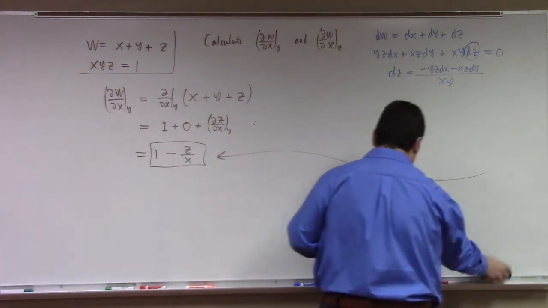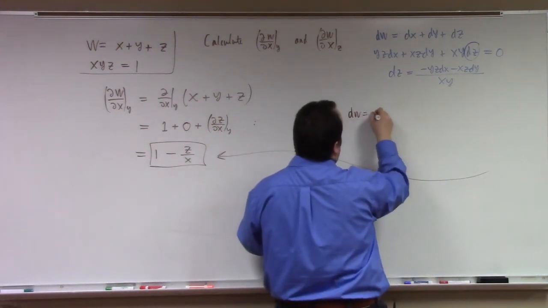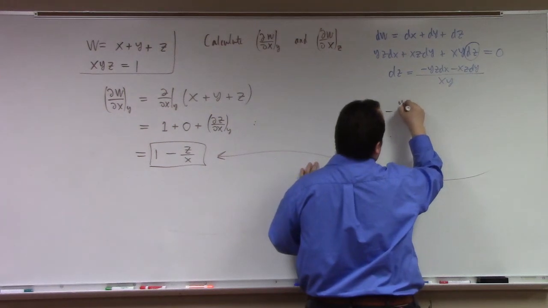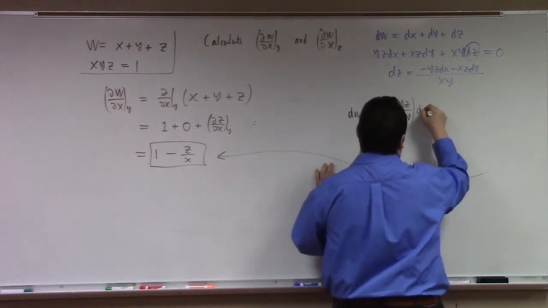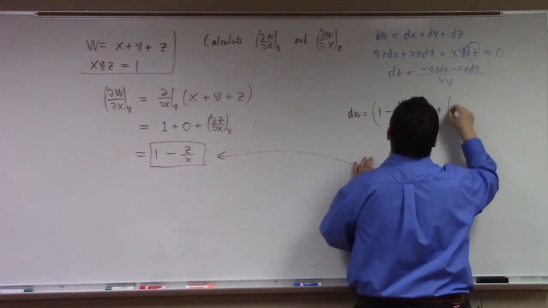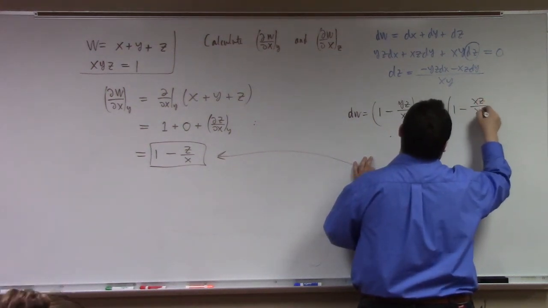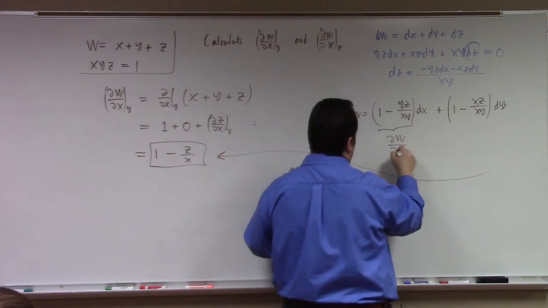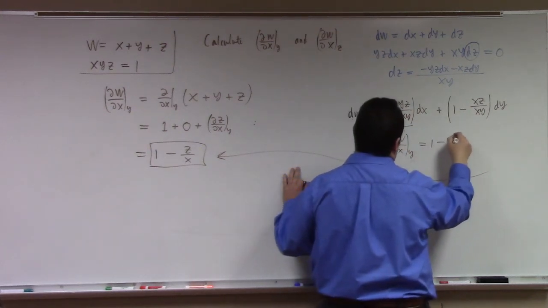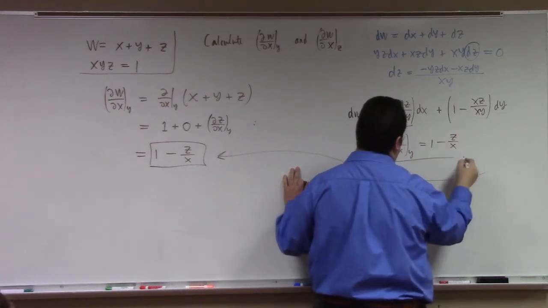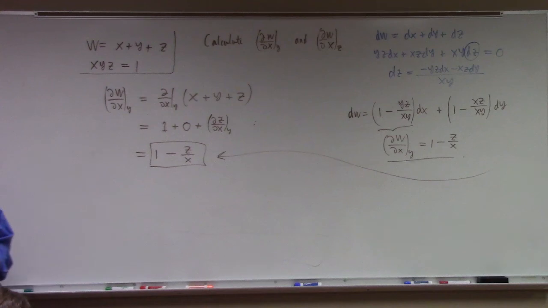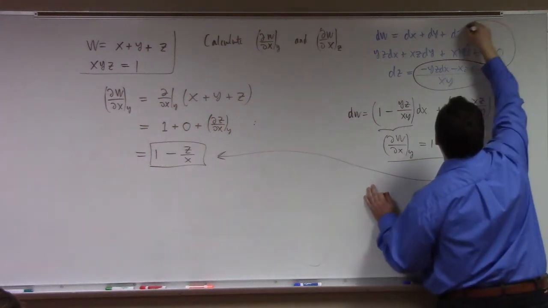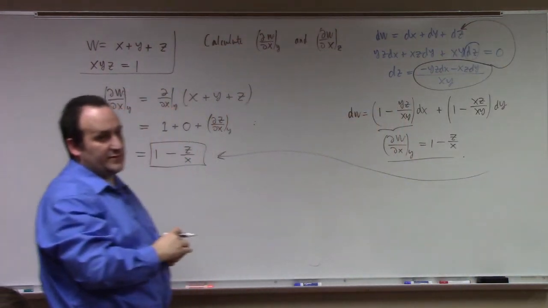So this will give me dw is equal to, let's see here, 1 minus yz over xy dx plus 1 minus xz over xy dy. And this, of course, would be partial w, partial x holding y fixed. I did some algebra there. What I did was I plugged this into there, and I just rewrote, I collected the things with dx and dy.